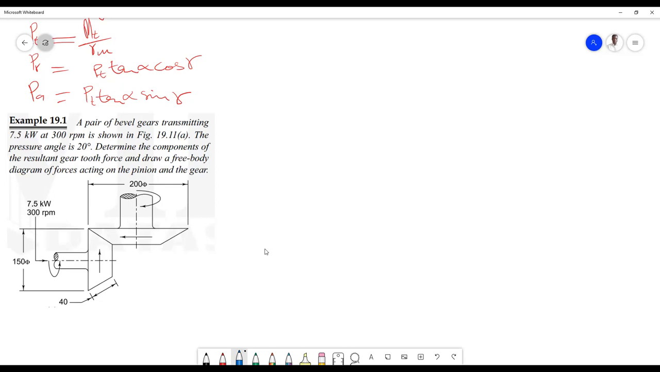So we have the forces, the load on the gears have been given. We know the speed of the pinion, the power from the pinion has been given, and we have to determine the values given. A minute, please.